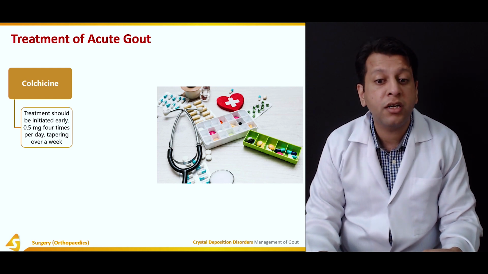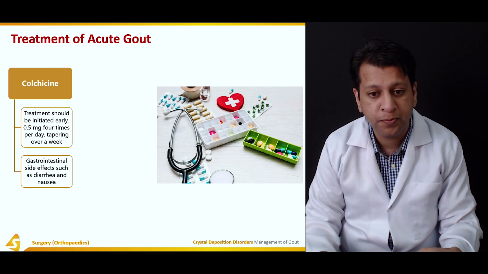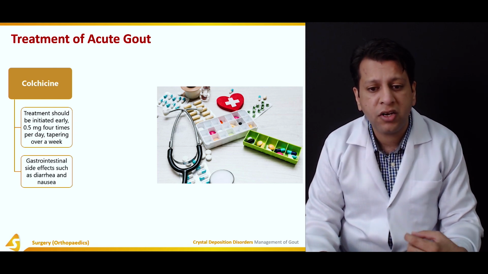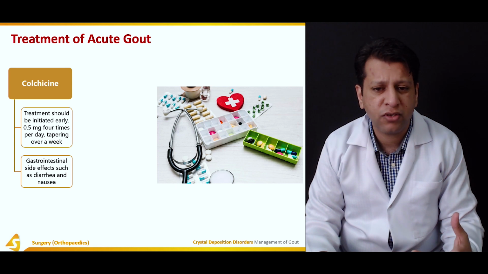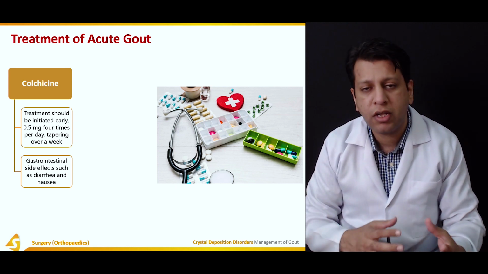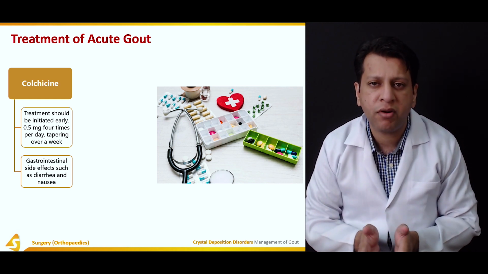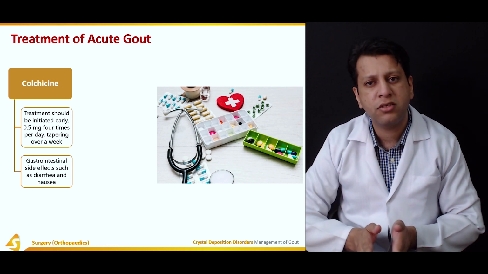That should be initiated early, at 0.5 milligram 4 times per day, tapering over a week. GI side effects include diarrhea and nausea, and for some it could be cumbersome. Acute gout treatment is divided into two things: one is targeted pharmacotherapy, and the other is supportive treatment.